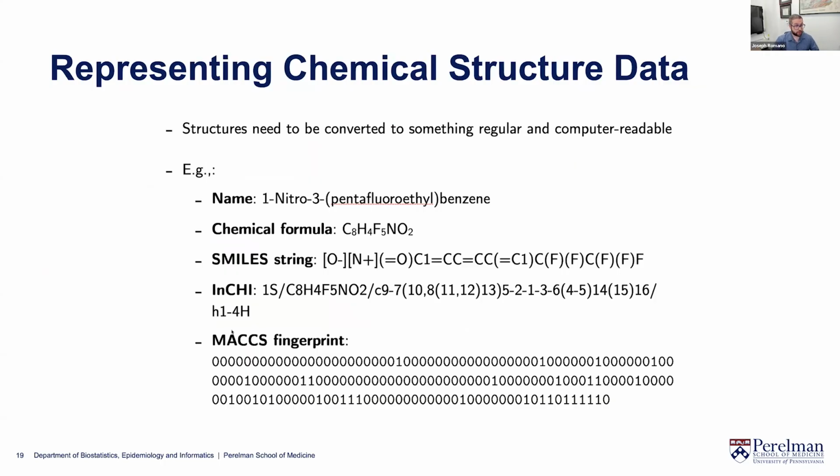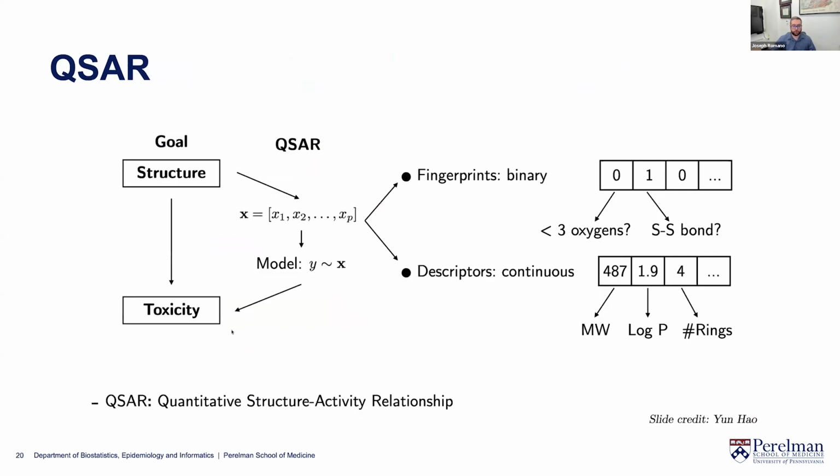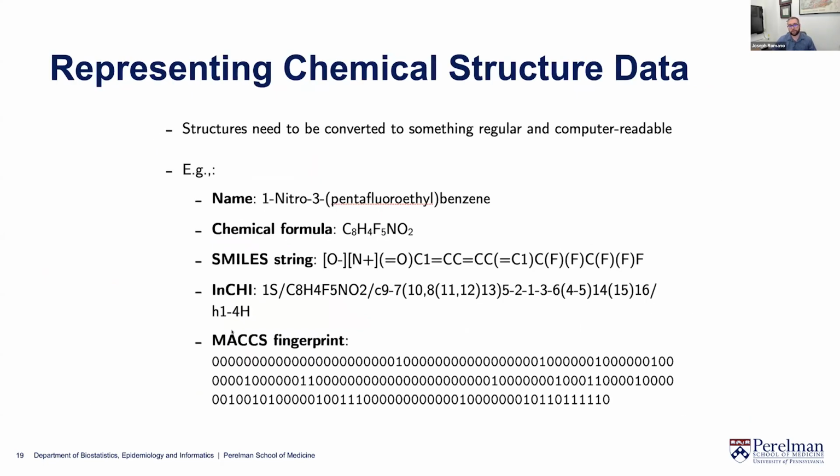So when we talk about knowledge representation in toxicology, one of the things that we need to explore initially, especially if we're focusing on toxicants, is how do we represent chemical structure data in an unambiguous way? So structures need to be converted to something that's regular and computer readable. In this case, I show different ways of representing this chemical called 1-nitro-3-pentafluoroethylbenzene. We can represent it using its common name or synonyms for the name. We can also represent it using its chemical formula, which just gives us the number of different types of atoms in this chemical that we might find in the environment.